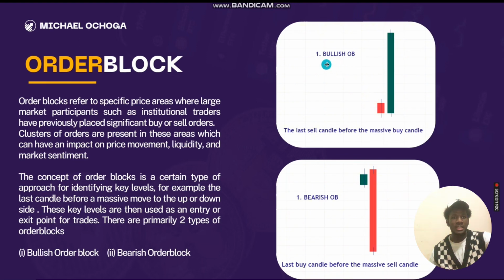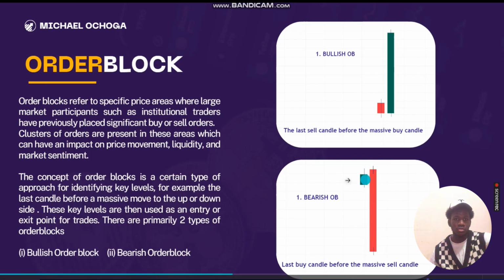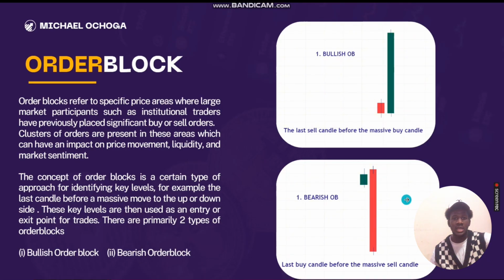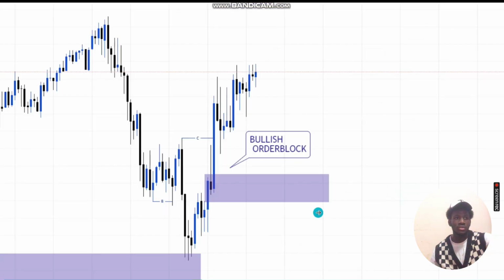So for this example, this is the bullish order block, and then this one we have here is the bearish order block. The last green candle, the last buy candle before the massive move to the downside. This tells you that smart money has left a footprint in this market, and then we can be waiting for price to trade back into this order block for us to follow their price action. So let's go into the next.